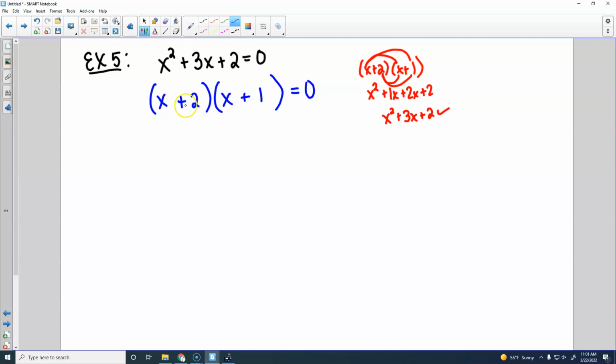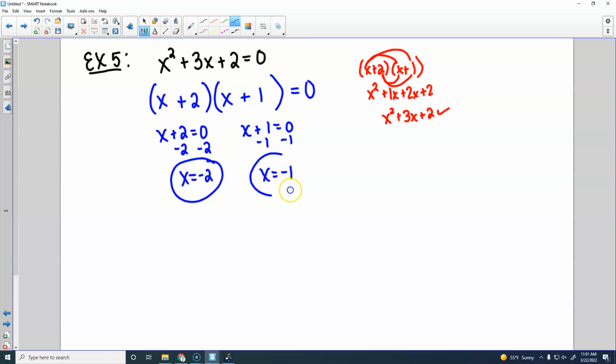You're just going to have to calm down. All right. So each one of these needs to be equal to 0. You can do this part in your head if you want. You're going to subtract that 2, and you'll get x equals negative 2. And right here, you'll subtract that 1, and x will equal negative 1. So those will be your 2 answers here. Okay. Let's try another.